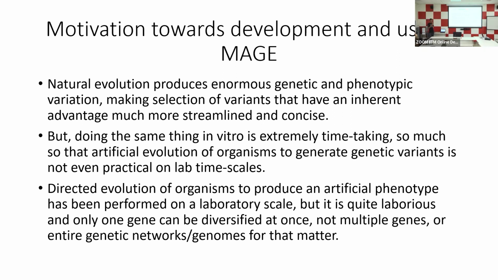But if we try to do the same thing in vitro, it is extremely time-consuming, and the evolution of organisms to generate genetic variants is not in practical lab time scales. The amount of time you take to generate genetic variants at the scale of what nature does is very long. There are methods of directed evolution in organisms to produce an artificial phenotype, but firstly, it is very laborious, and secondly, only one gene can be diversified at once and not multiple genes or entire genetic networks.